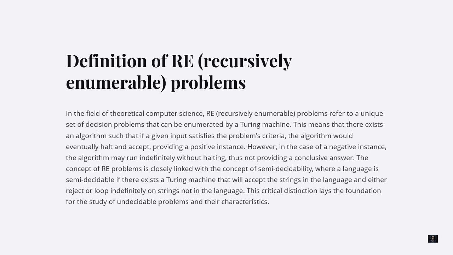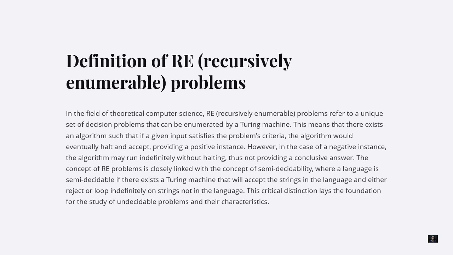In the field of theoretical computer science, RE, recursively enumerable problems, refers to a unique set of decision problems that can be enumerated by a Turing machine. This means that there exists an algorithm such that if a given input satisfies the problem's criteria, the algorithm would eventually halt and accept, providing a positive instance. However, in case of a negative instance, the algorithm may run indefinitely without halting, thus not providing a conclusive answer.